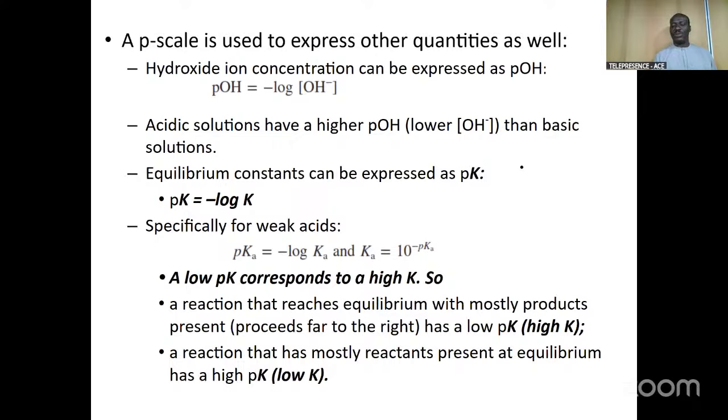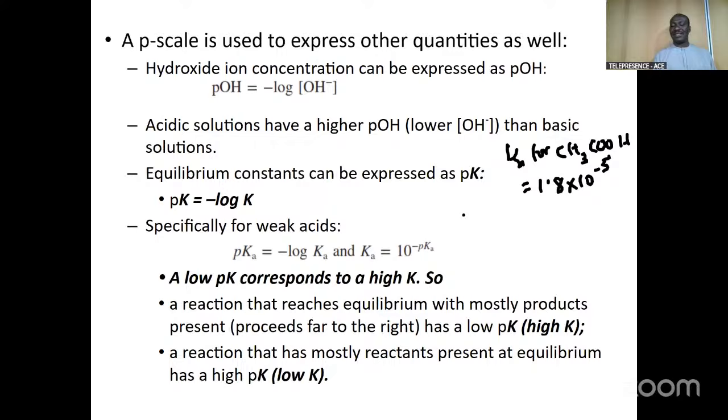So if we have the equilibrium constant, for example, for acetic acid, Ka for acetic acid, CH3COOH, is equal to 1.8 times 10 to the power of minus 5. I want to write that down.